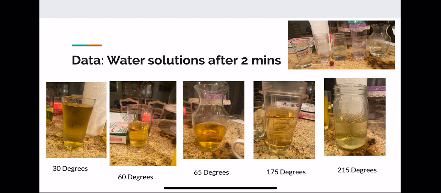And as you see in these pictures, as the temperature increases in the water, the lighter the color is. So therefore proving my hypothesis right. As you can tell, this was after 2 minutes, each of the water solutions looked like this. And so you see that 215 degrees is practically a light yellow, whereas these are a darker yellow. And that was the hottest water and that was the coldest.